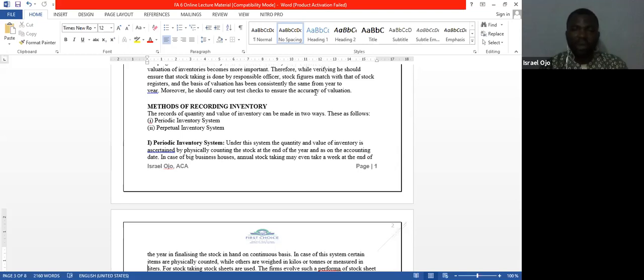We are going to get to how we value inventory. Once we value it, we will debit the current asset, the inventory asset account, which is found under the statement of financial position. Then we will credit cost of sales, which is found under the statement of profit or loss account.